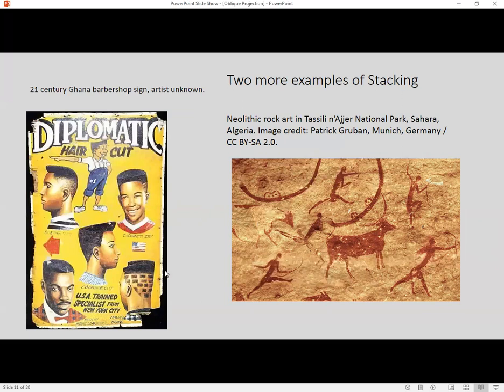And then when you look at some Neolithic rock art, this is in the Sahara, or you look at some cave paintings in other cultures, there's no overlapping of figures and objects. There's space in between the figures and objects. And so the ones down at the bottom, these men and this oxen, they're considered to be closer to us. And the further back in the image we get, these guys, they're further away.